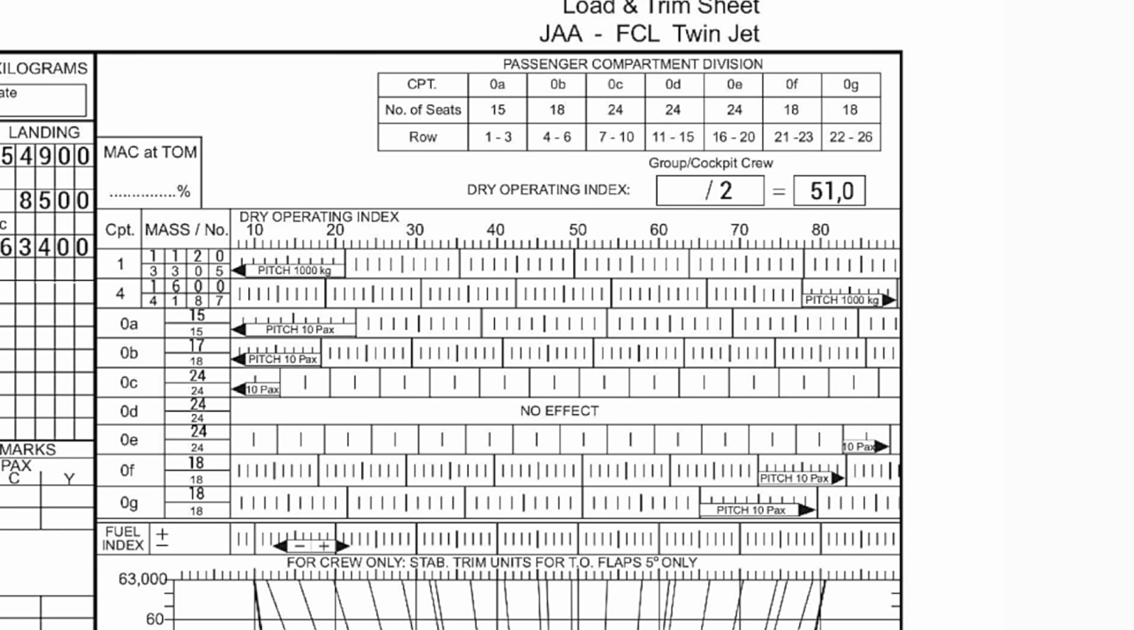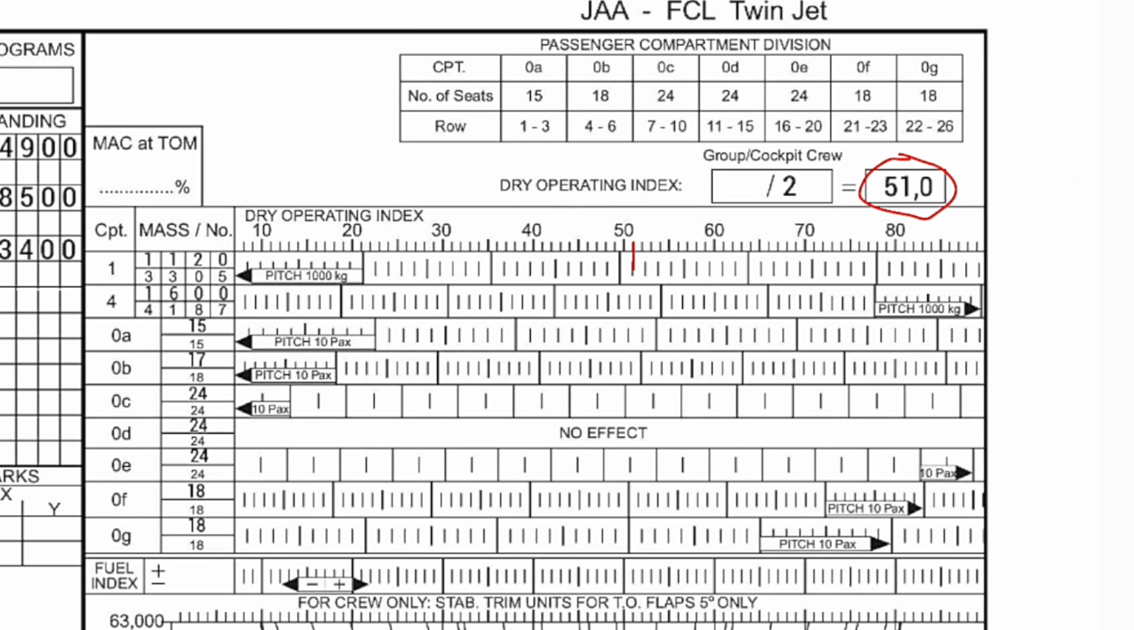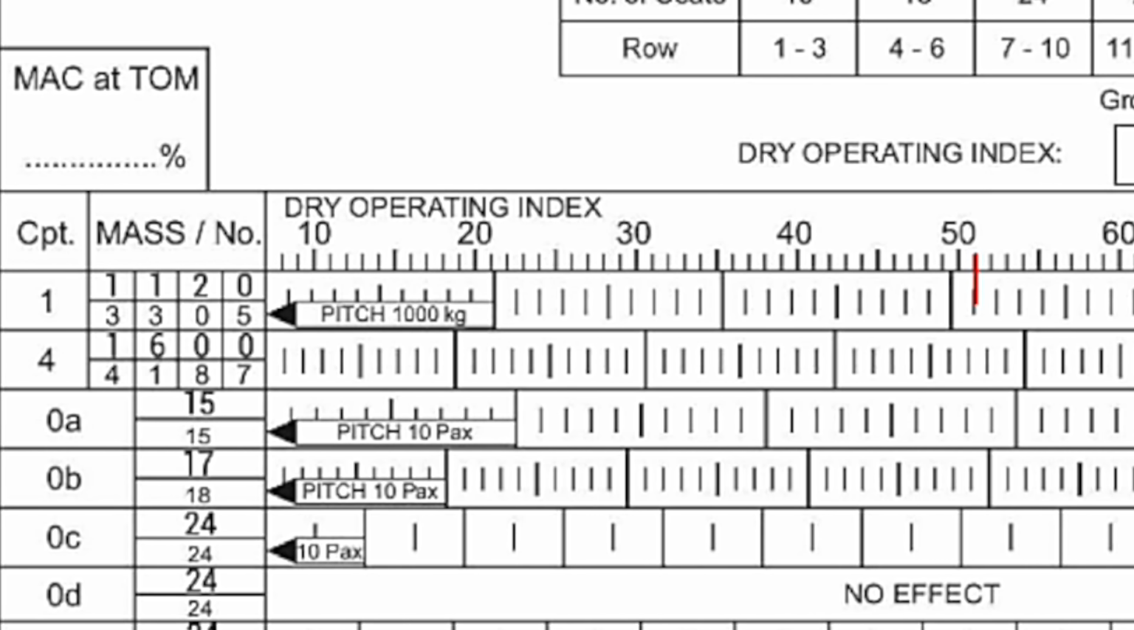Moving over to the right side of the load and trim sheet for the determination of the CG position, you will find that the dry operating index is already given at 51. This will be our starting point, so from 51, draw a vertical line down to the next row. The next row depicts the influence of the forward cargo compartment on the CG position.